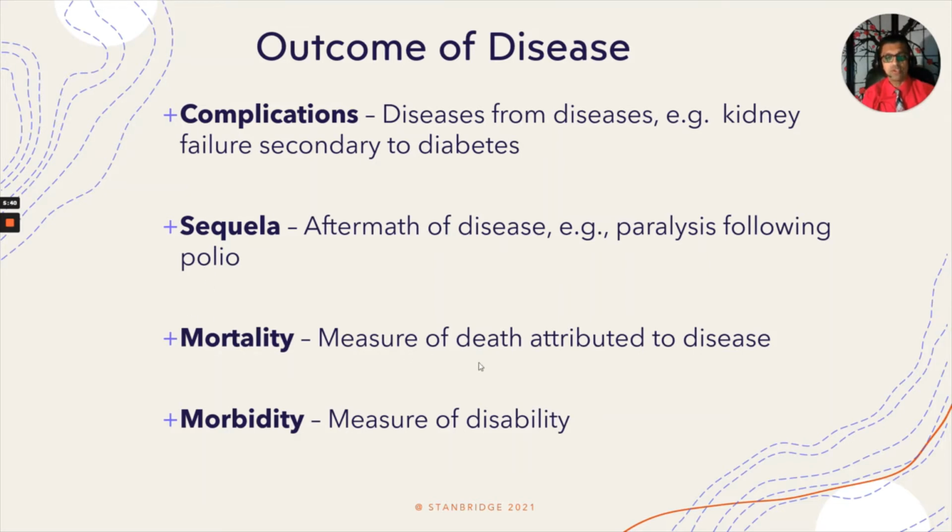Mortality is the measure of death attributed to disease, and morbidity is the measure of disability. So remember, make sure you know the difference between morbidity and mortality. In COVID-19, comorbidities are leading to an increase in mortality, right? So the more comorbidities and disabilities you have, the higher the risk of mortality.